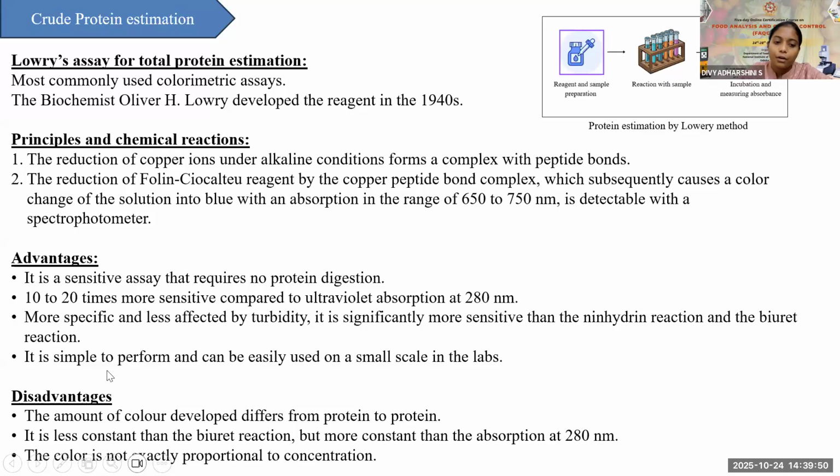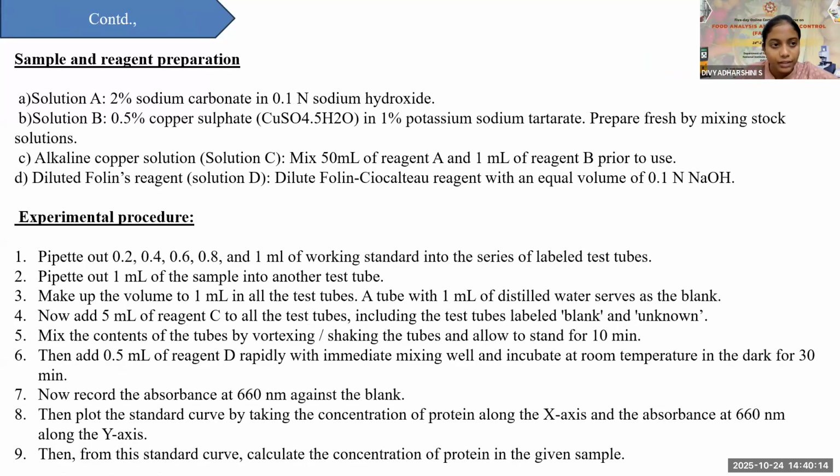So it is simple to perform and it can be used in small scale labs. The disadvantages: the color developed will differ from protein to protein, even if you are taking the same sample at a different concentration. It is less constant than the biuret reaction and more constant than the absorbance in the anhydride reaction. The color is not exactly proportional to the concentration.